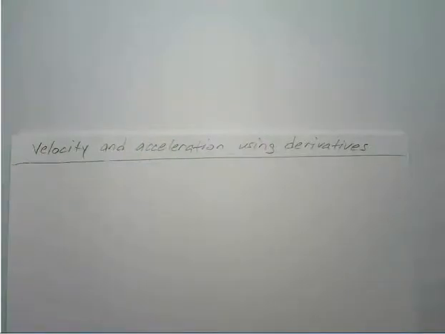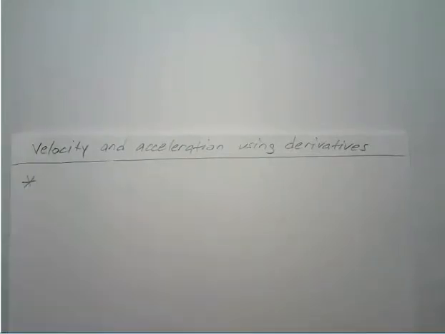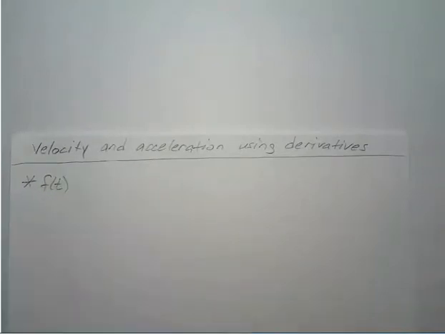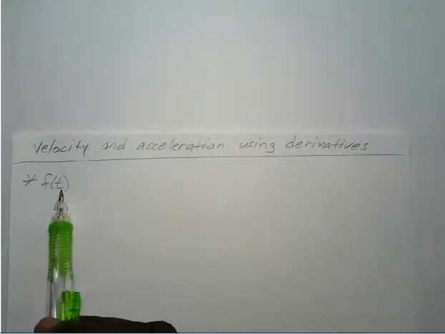Hello everyone. In this video we will see how you can use derivatives to find velocity and acceleration. Alright, so starting off, you should know that f of t is just your basic function. It could be f of t, f of x, usually f of t when you're talking about velocity or acceleration, but your independent variable could be anything.